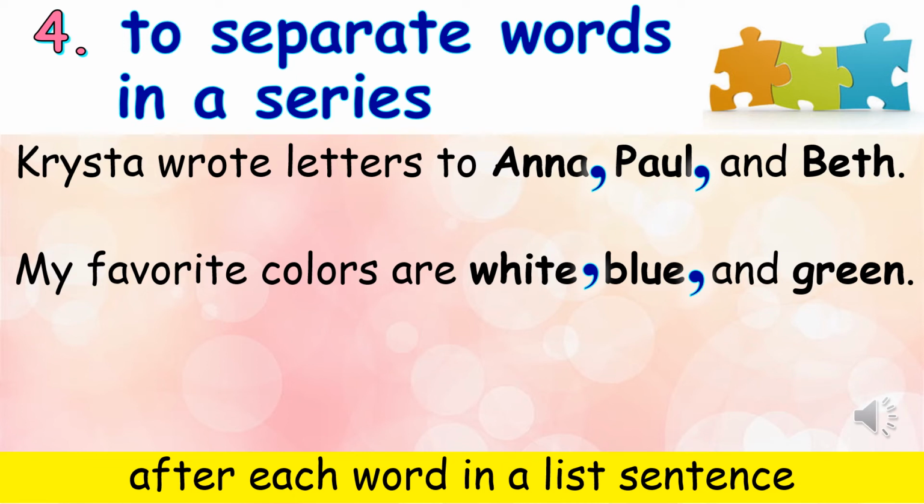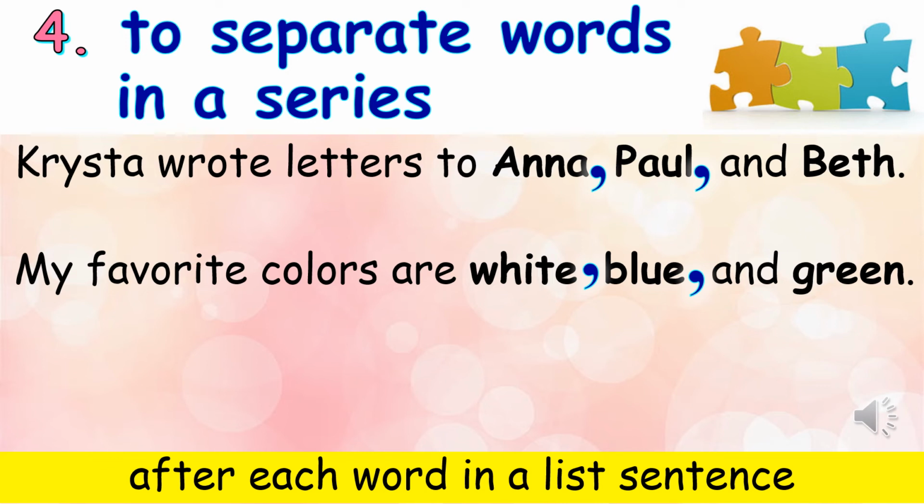Let us look at the second example. My favorite colors are white, blue, and green. We have a comma to separate white and blue, we have a comma to separate blue and green. We don't use a comma after and. Remember that because we have the word and.